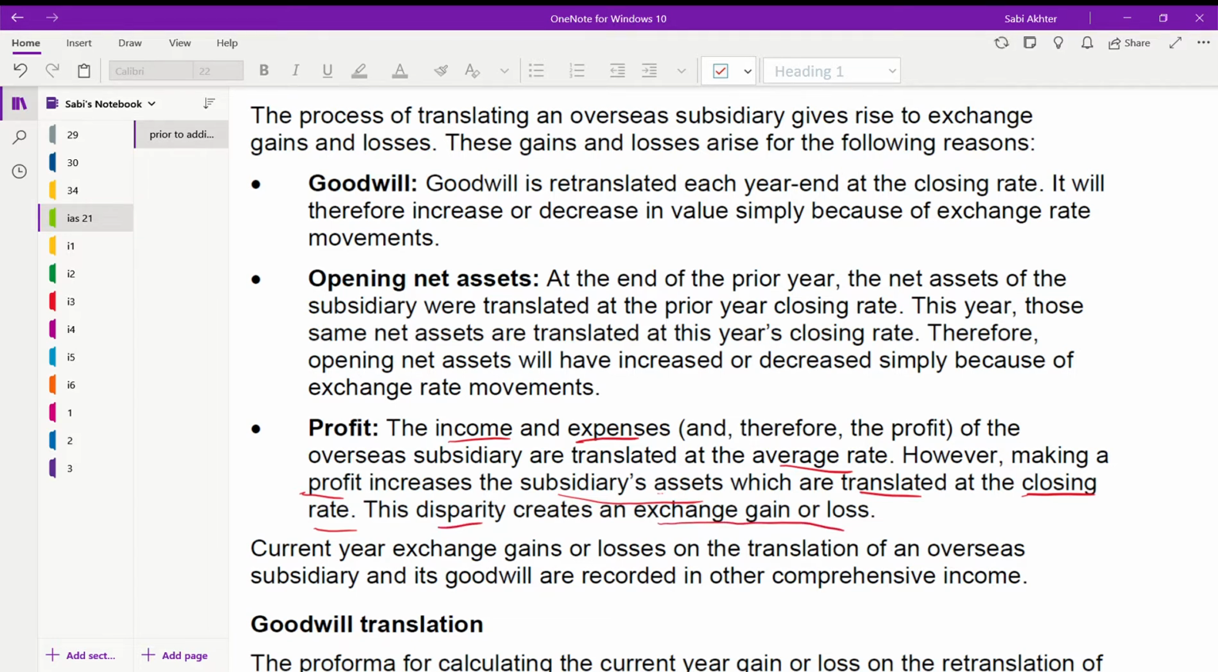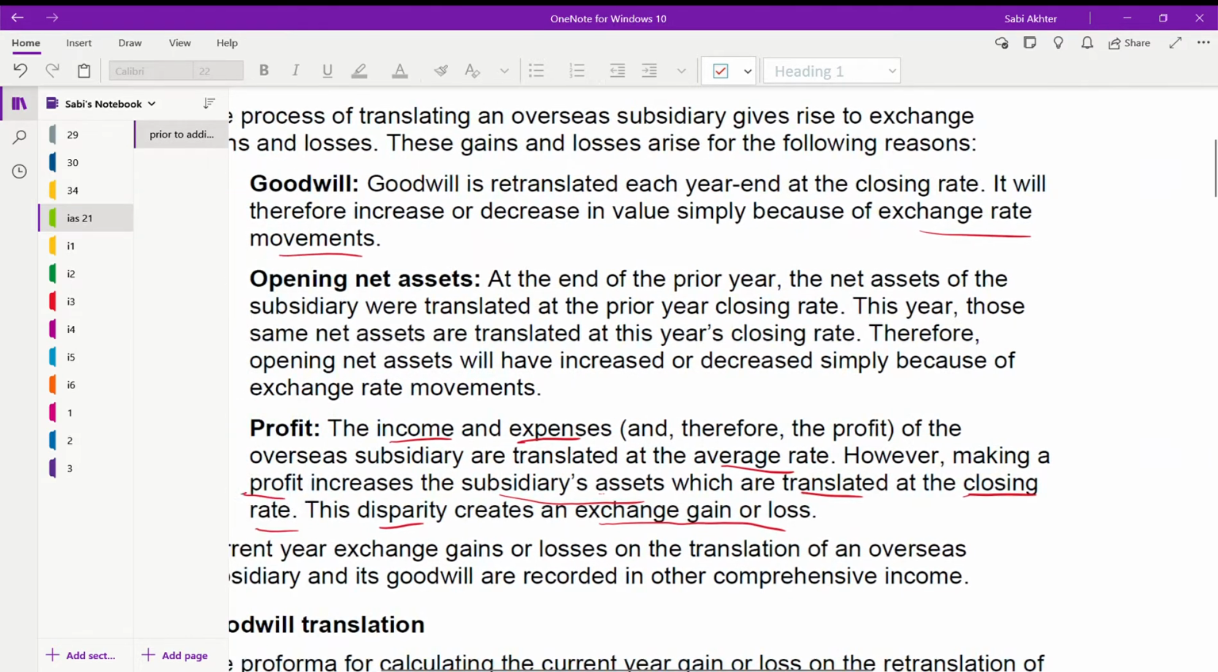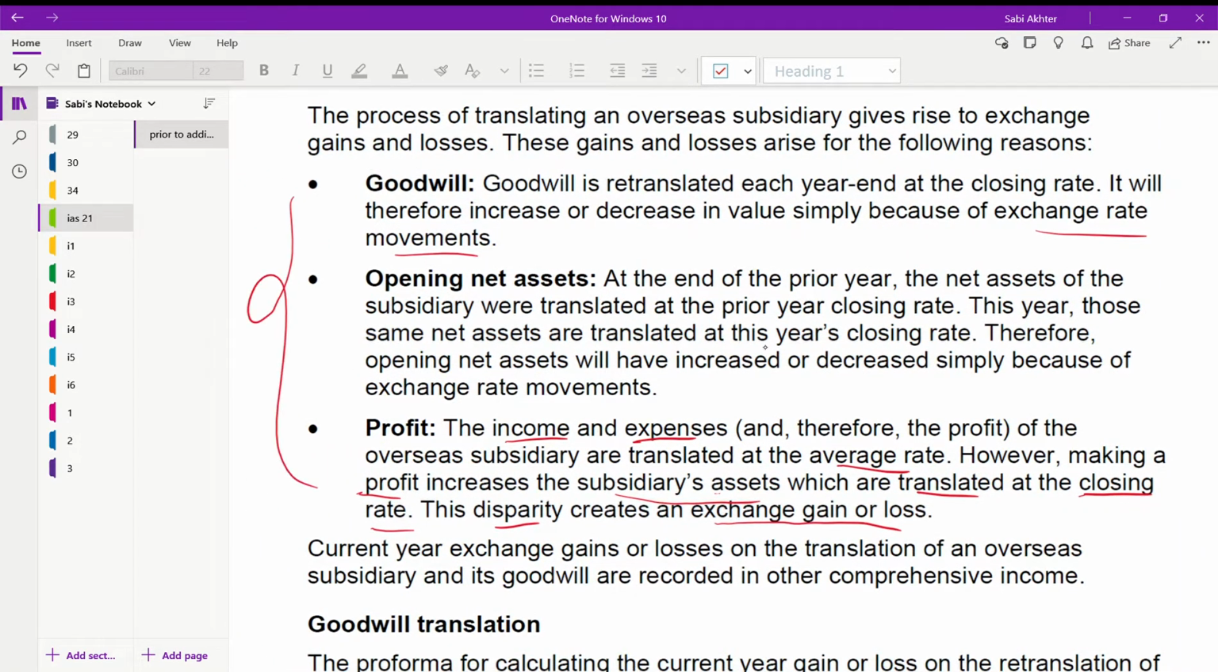Opening net assets and goodwill are not like that. For opening net assets and goodwill, the difference comes because of the movement in the exchange rate, because every year you have to retranslate them at the closing rate. Profit is different, because there is a disparity between the two. But ultimately all three will give you an exchange gain or loss, and you have to know the pro forma. One is for goodwill and the other one is for opening net assets and profit. These are together. There's a pro forma that you need to learn.